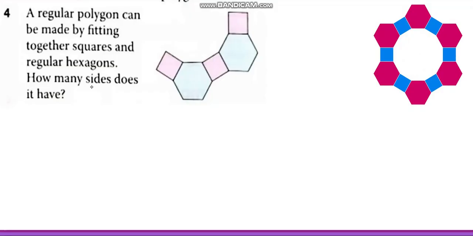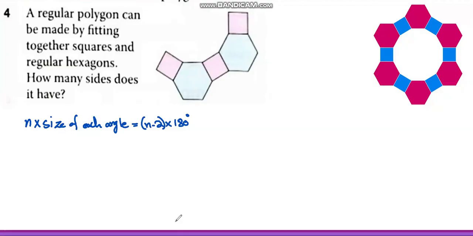Now to find the number of sides, we need to find the size of each interior angle. We can use this formula that the sum can be written as n times the size of each angle equal to n minus 2 times 180 degrees. So let's first find the size of each angle.